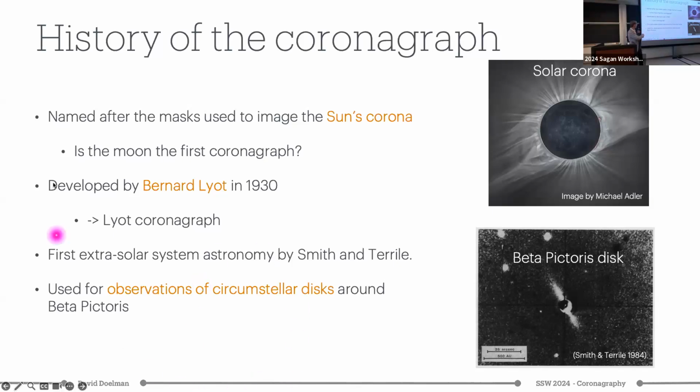And Bernard Lyot developed the first coronagraph to look at the sun already in 1930. Remember his name, because the coronagraph he developed is now named the Lyot coronagraph. This was used for solar physics and also for planets in our solar system. But people started also using it to look at stars. And this is an image of the Beta Pictoris disk with this coronagraph in 1984.